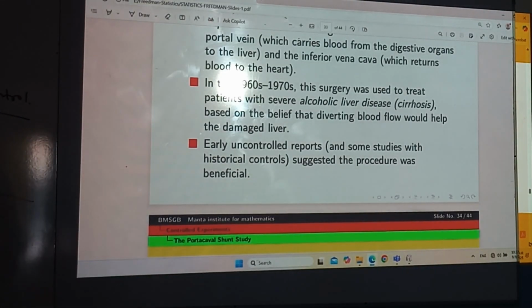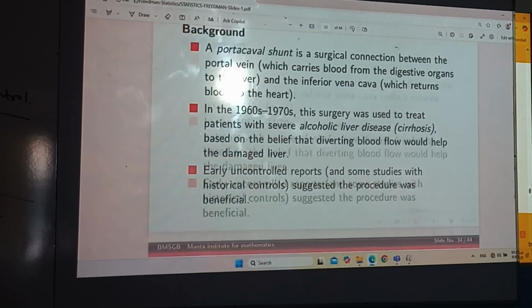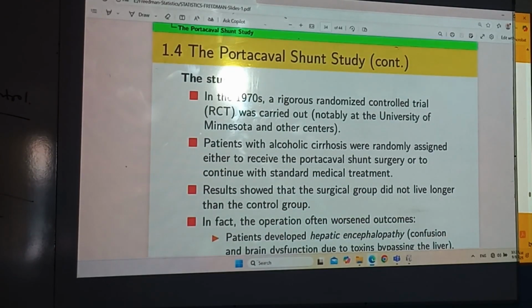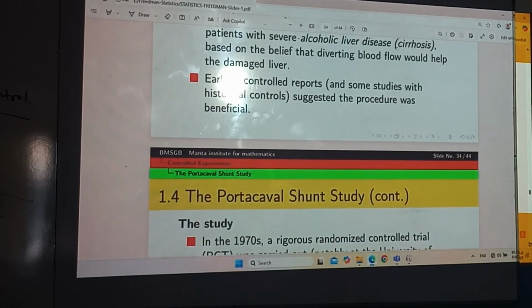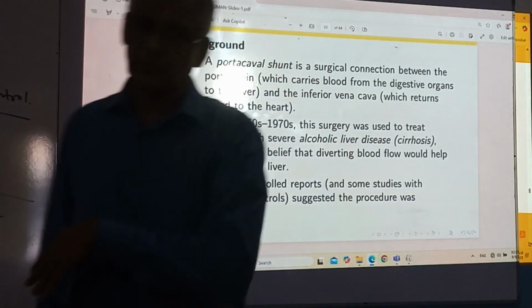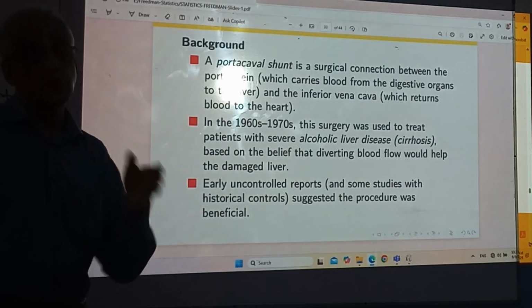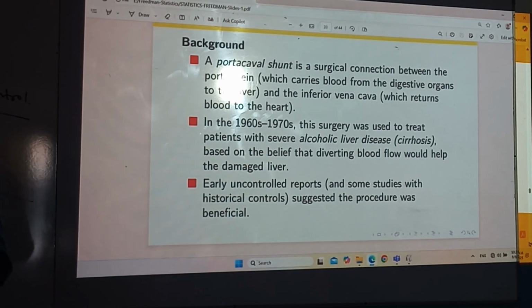What they were really interested in was to see whether these people who undergo this new treatment live longer than with the usual treatment. So they wanted to find out whether people who undergo this new treatment live longer than the other people. That was the objective of the experiment.